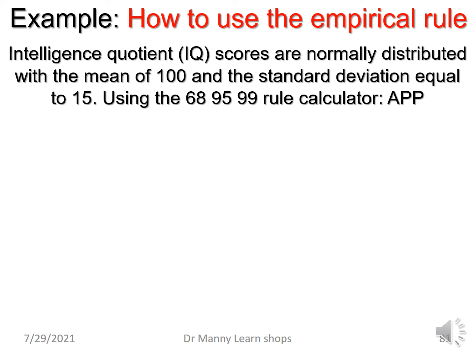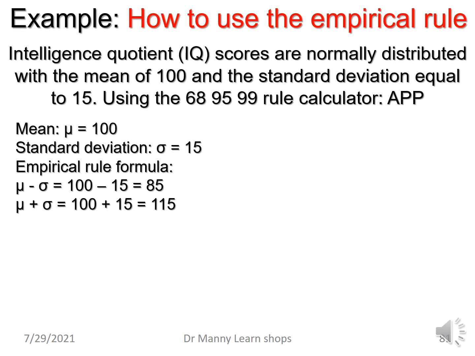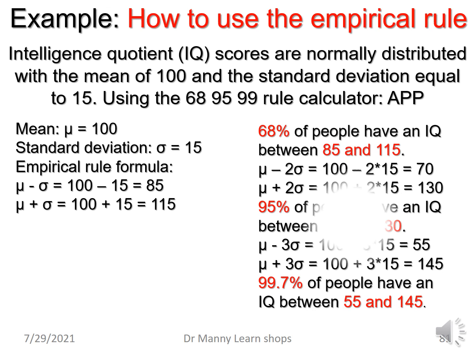How to use the empirical rule. Here's an example. IQ scores are normally distributed with a mean of 100 and a standard deviation equal to 15. Using the 68-95-99.7 rule calculator app, which you can find on the internet, this is what you would do. The mean, 100, standard deviation, 15, the empirical rule, 100 minus 15 equals 85, 100 plus 15 equals 115. 68% of people have an IQ between 85 and 115. 95% of people have an IQ between 70 and 130. And 99.7% of people have an IQ between 55 and 145.